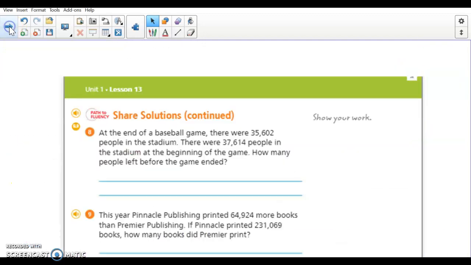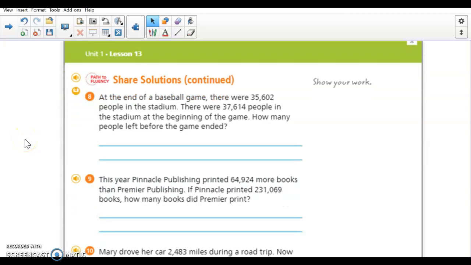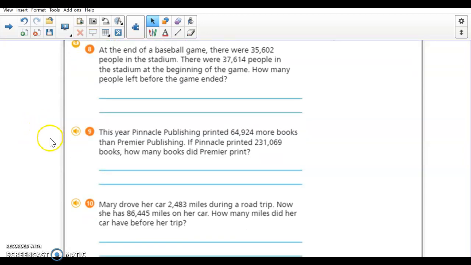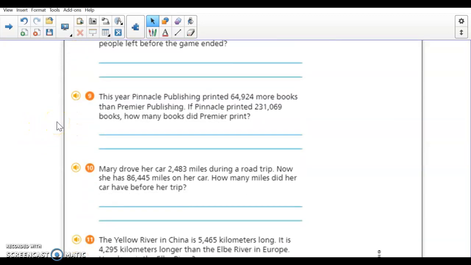I'm going to go on to page 38. Remember, pause these after each one so you have some time to work on them. At the end of the baseball game, there were 35,602 people in the stadium. There were 37,614 people in the stadium at the beginning of the game. How many people left before the game ended? This year, Pinnacle Publishing printed 64,924 more books than Premier Publishing. If Pinnacle printed 231,069 books, how many books did Premier print?